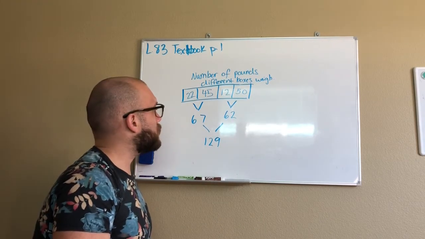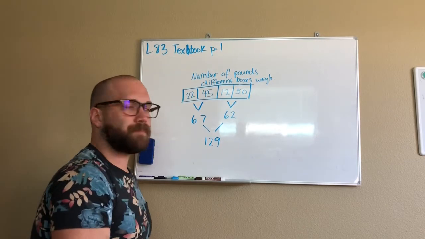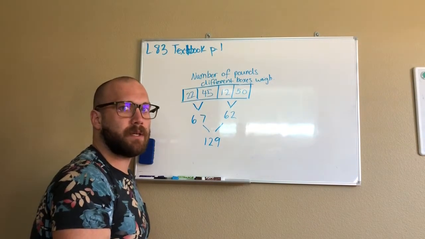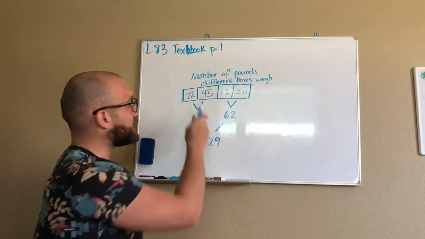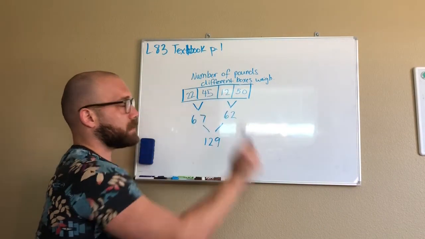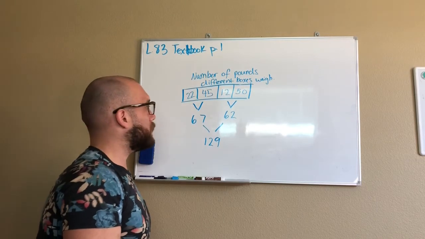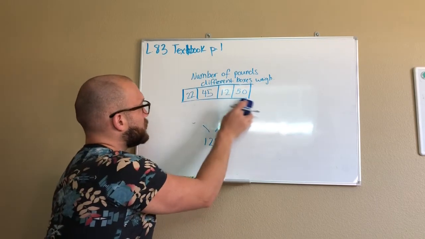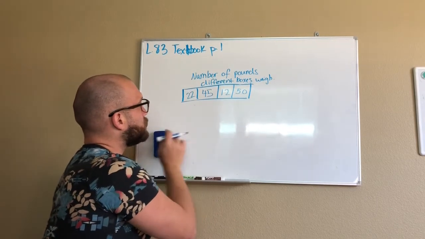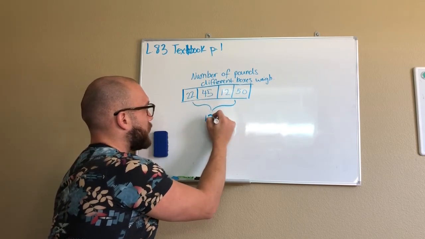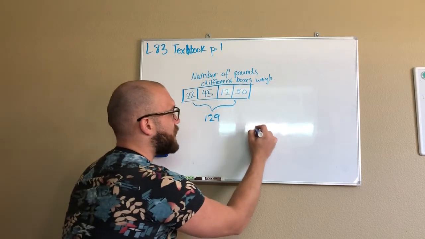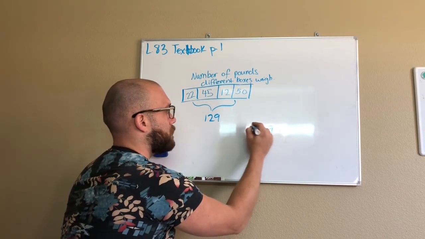Now, what do I need to do next with this number? To find the average, I need to divide it by 4. Why 4? Because I have 4 different numbers here. So, I'm going to erase this. And I know that all these is 129. So now I'm going to divide that by 4.